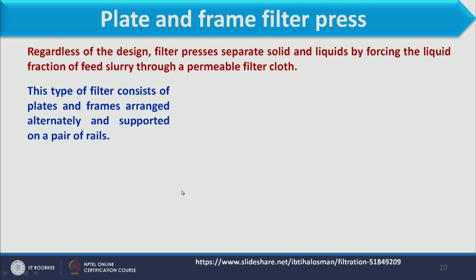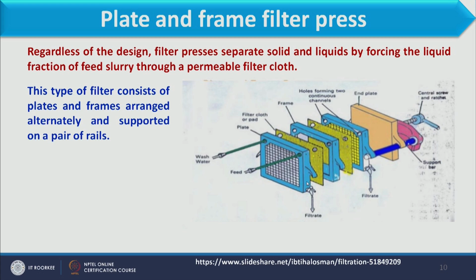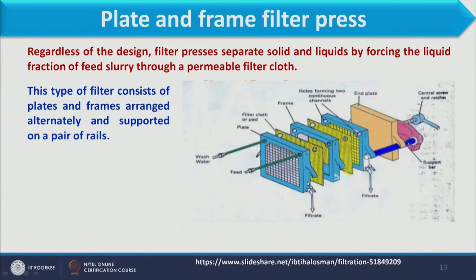This type of filter consists of plates and frames arranged alternately and supported on a pair of rails. Now, if you see this schematic, the plate and frame filter press consists of plates as well as frames. What is a plate and what is a frame, that we should understand. In this figure, the first structure is known as the plate, and the second section is shown as the frame. So, what is the difference between plate and frame?